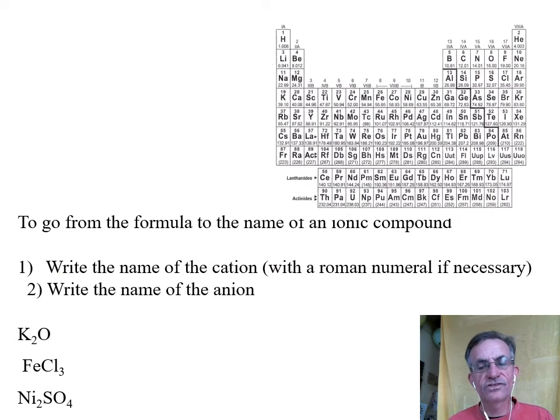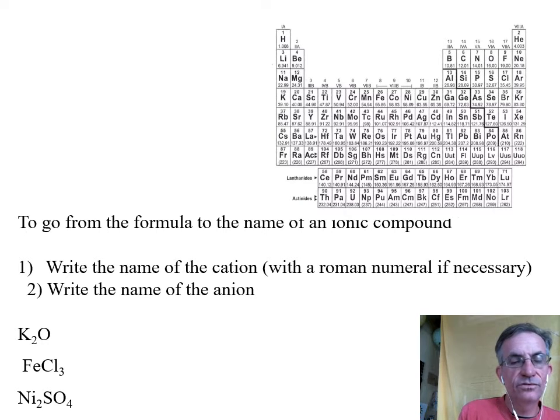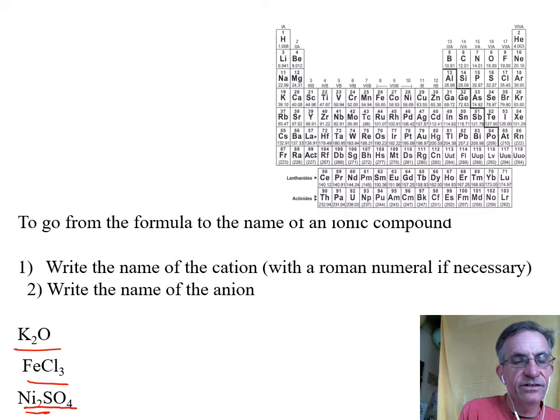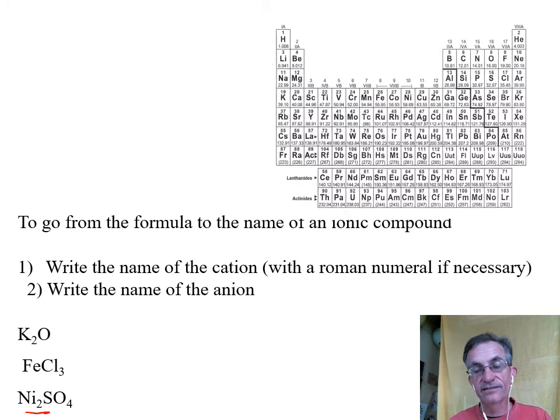All right, so if I give you the formula of something and I want you to tell me the name, this is how you do it. So here's some formulas. K2O or FeCl3, or this one, Ni2SO4 right there. All right, and if I want to write the names of those things, you know, the words, sodium something or whatever it is, how do you do that?